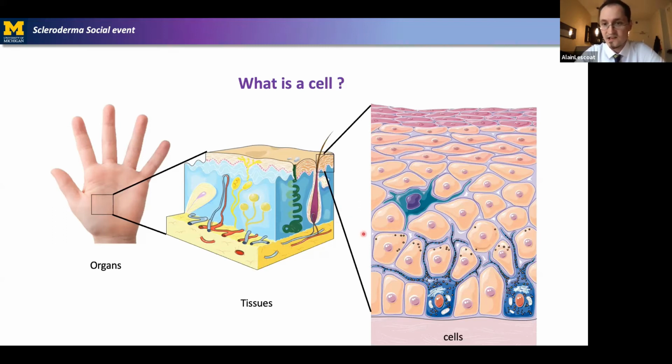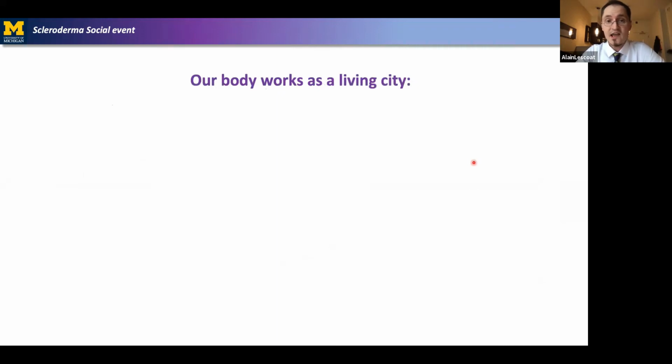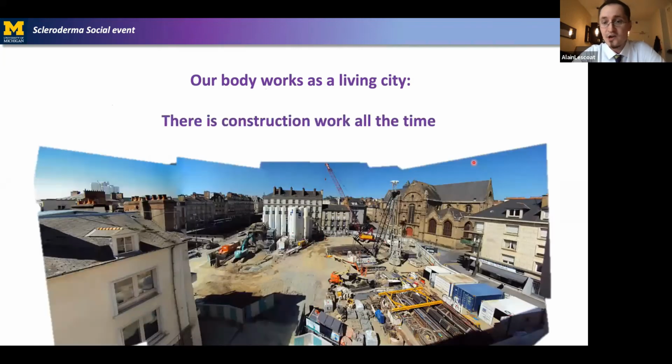And these cells that you can see here, we have different types of cells in a single tissue. They work together exactly as they would in a living city. This is why I like to highlight that our body works as a living city, which means that there is construction work all the time. If you are young, this construction work helps you to grow up. And if you are old, this helps you to get older in some way and to age through time.